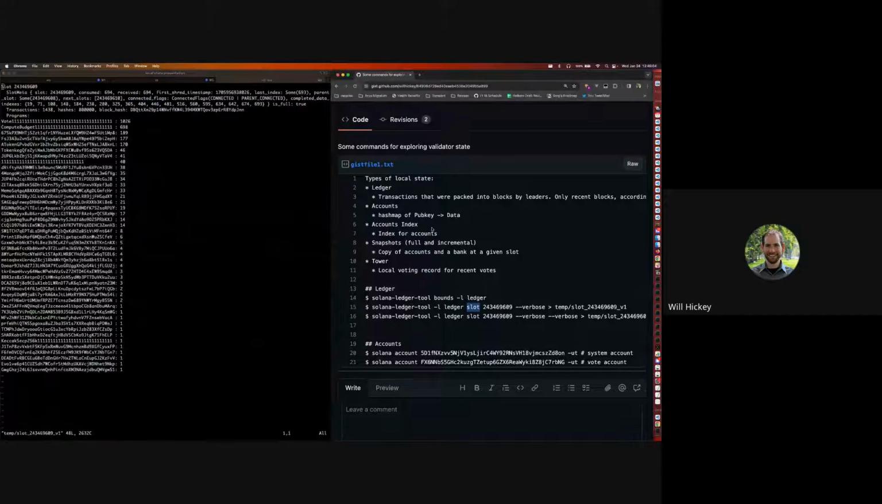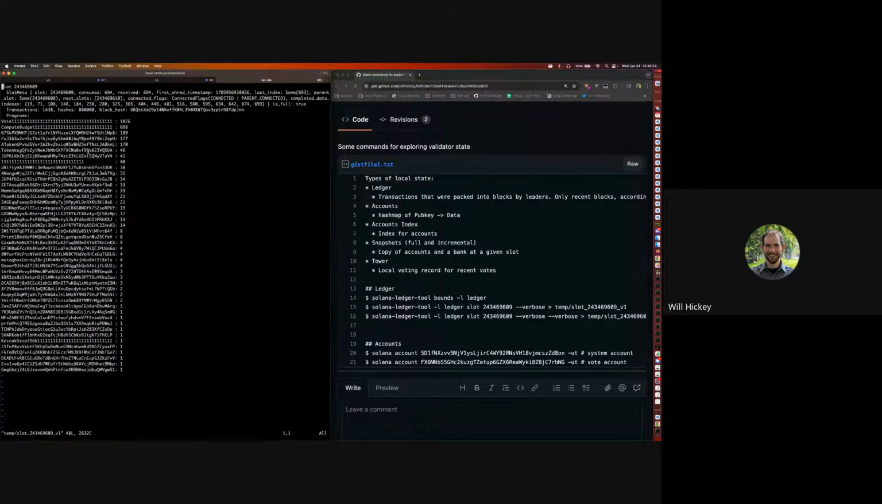So I will share a link to this gist, and I'm going to keep adding to this gist. I want to create a list of ways to explore your local state. Of note here on this slot command is that you can pass verbose multiple times. I think 1 and 2 are the number of verbose flags that have a meaningful impact here.